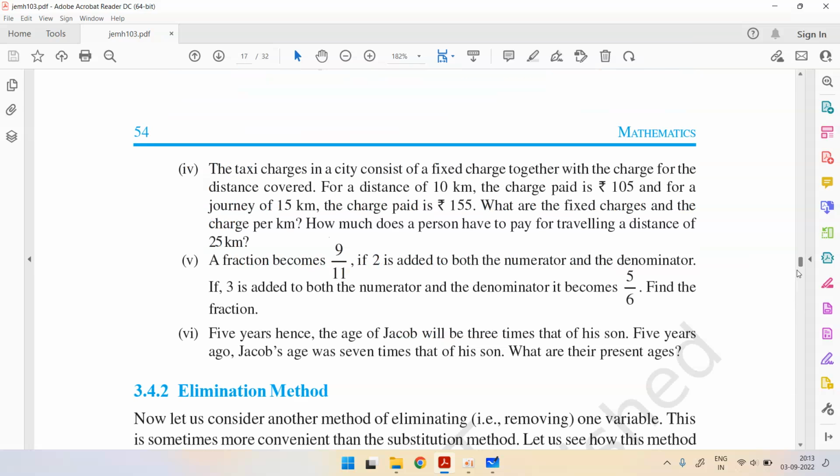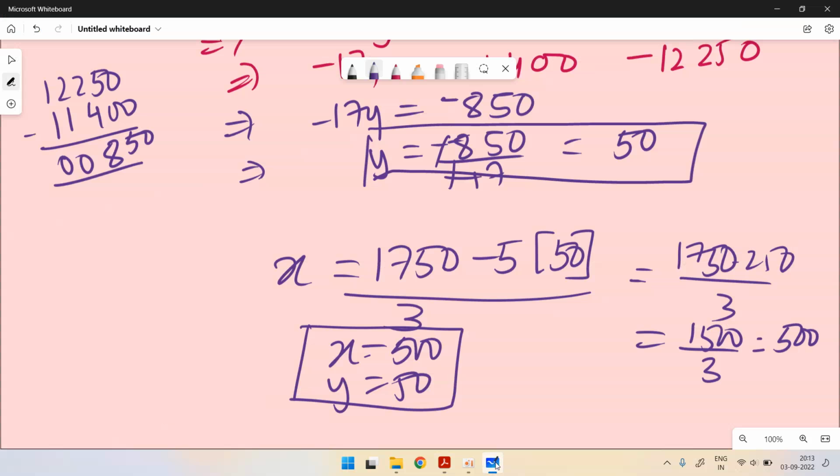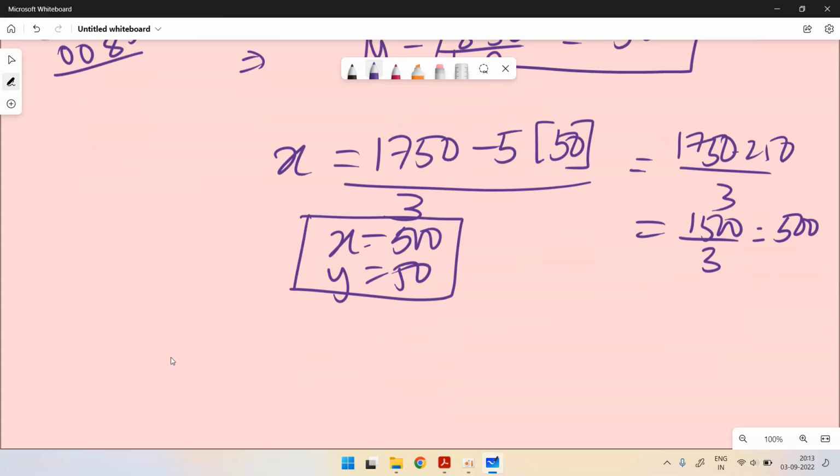Taxi charges in a city consist of a fixed charge together with a charge for the distance covered. For a distance of 10 km, the charge paid is 105, and for a journey of 15 km, the charge paid is 155. What are the fixed charges and the charge per kilometer? How much does a person have to pay for traveling a distance of 25 kilometers? So this is a tricky question, but it's not a tricky question. You need to analyze the question.